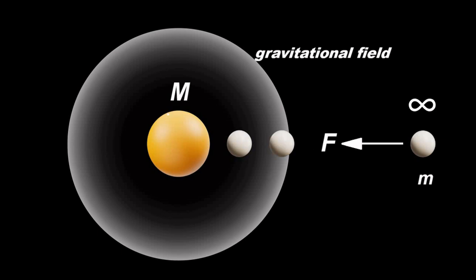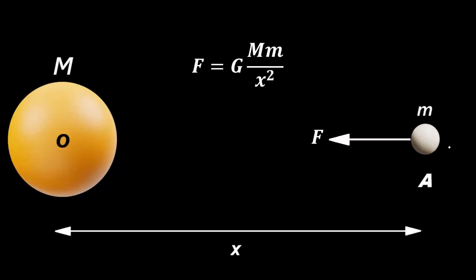This white sphere is within the gravitational field of this yellow sphere. Now, keeping this in mind, let's say within the gravitational field, the separation between the yellow sphere and the white sphere is x.